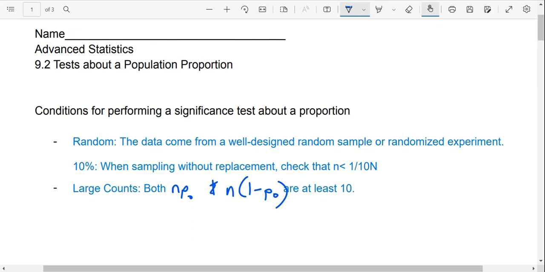All right, 9.2. Tests about a population proportion. This first part about conditions for performing a significance test about a proportion should look familiar to you. I should make this greater than or equal to. The one thing you might notice different: p sub 0 is usually used for our null hypothesis. Wherever that value is, that's what we put in. So go ahead and I'll pause it, jot this down real quick, move on.